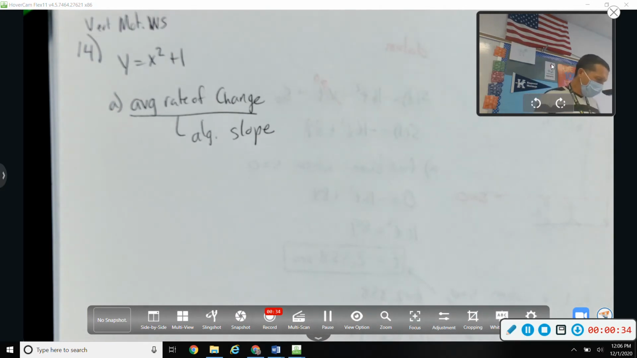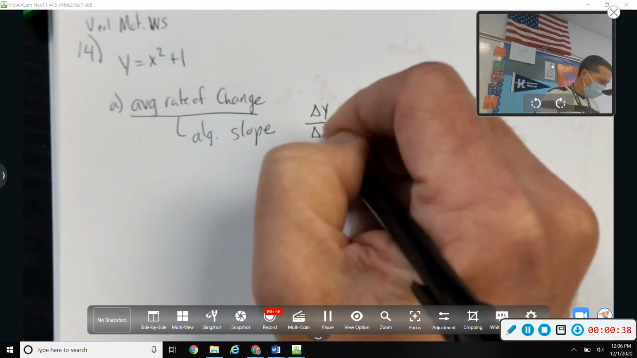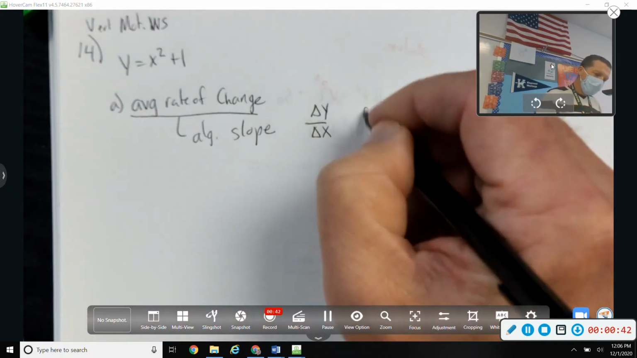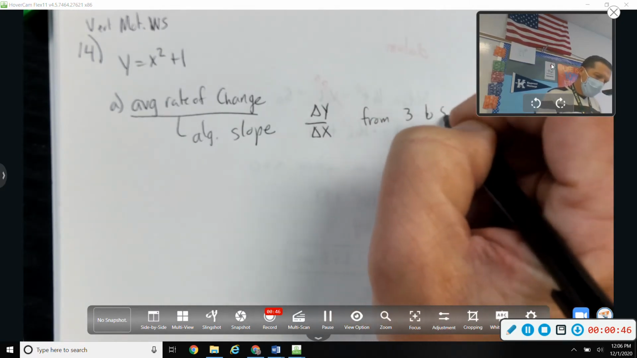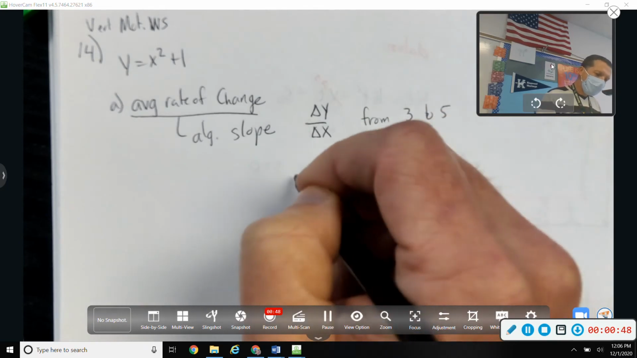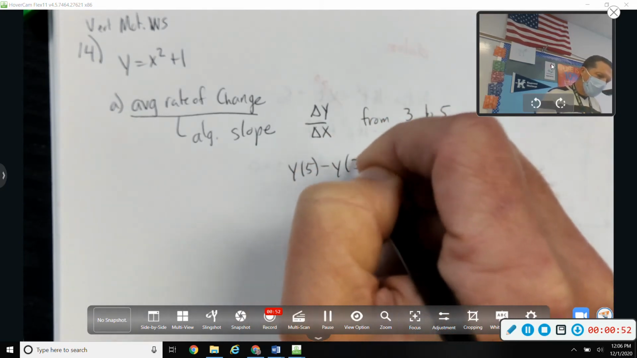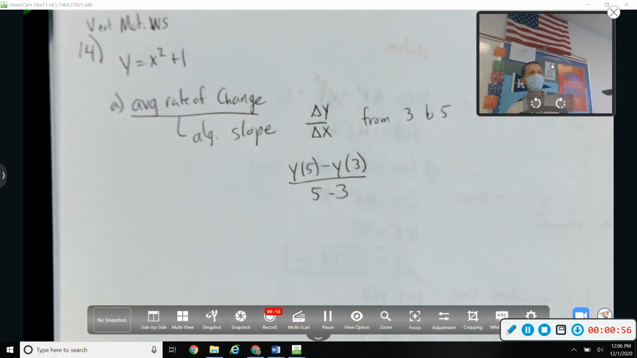Of y with respect to x. Okay, so that's change in y over change in x from 3 to 5. So there's my x's. So I need y of 5 minus y of 3 over 5 minus 3. That would be the average rate of change, the good old slope formula from 8th grade.